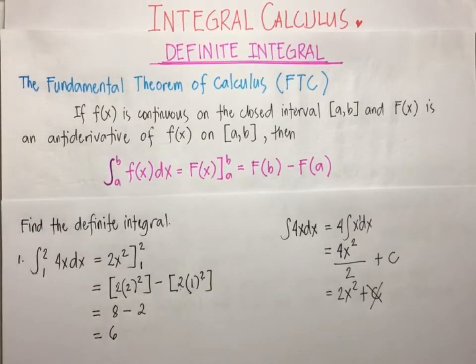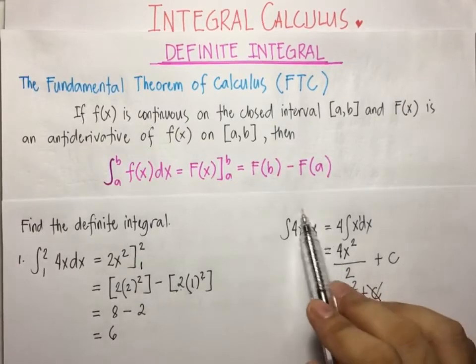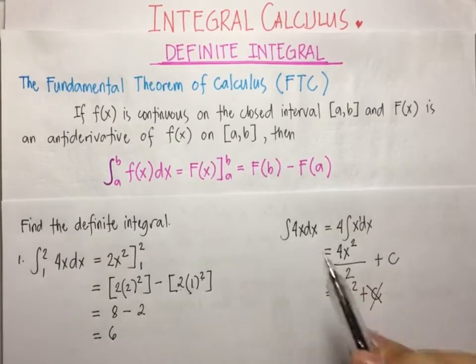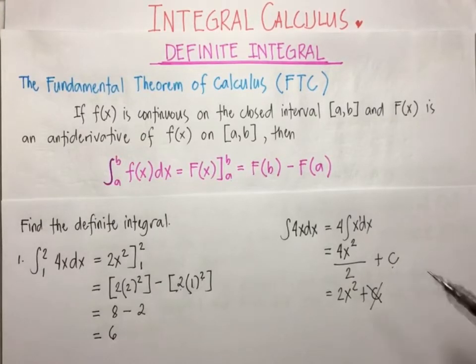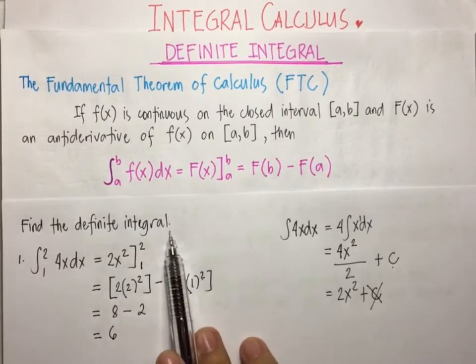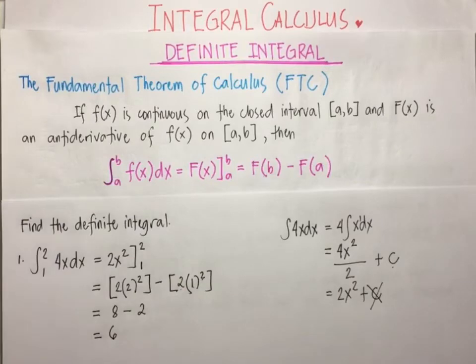As we can see, the definite integral has a unique solution or unique value. Unlike the indefinite integral, wherein there are infinitely many solutions that differ only from one another by the constant. That is why we write plus c to mean an arbitrary constant. Definite integral has a unique solution.